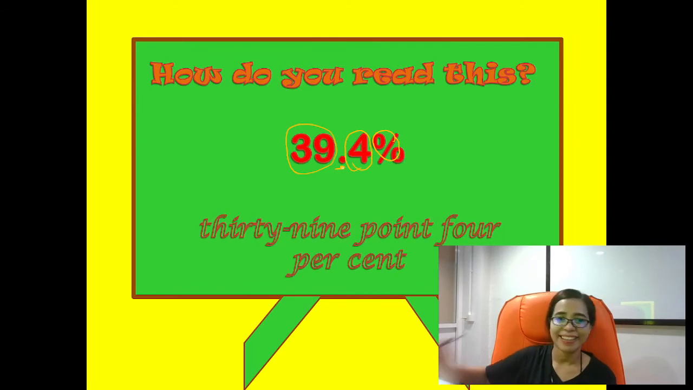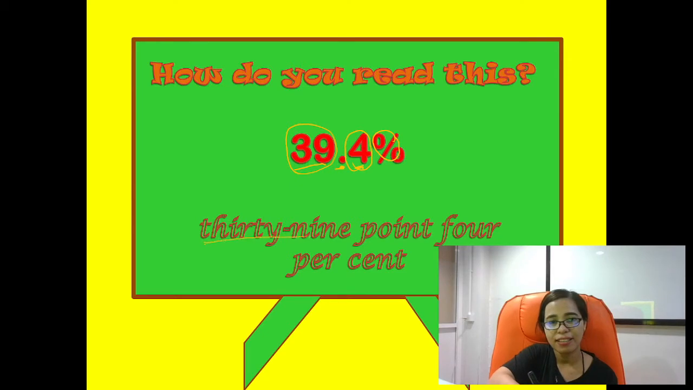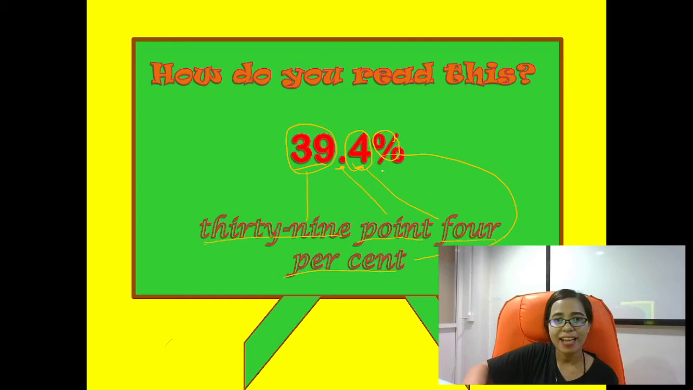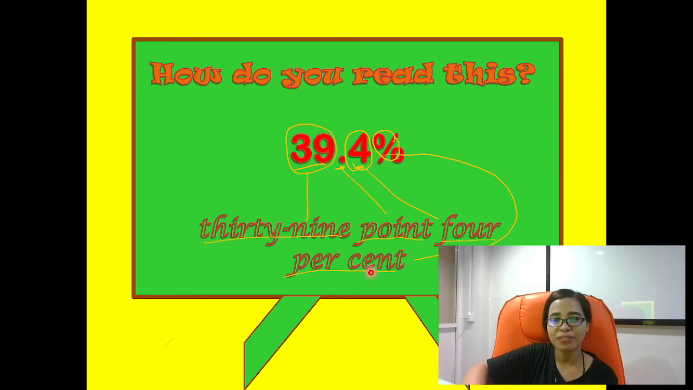So let's take a look. This is 39.4%. Okay, very good. 39, which is this one? 39.4. And percent is here. Okay, that is percent. 39.4%. Okay, so that is the number words for that.